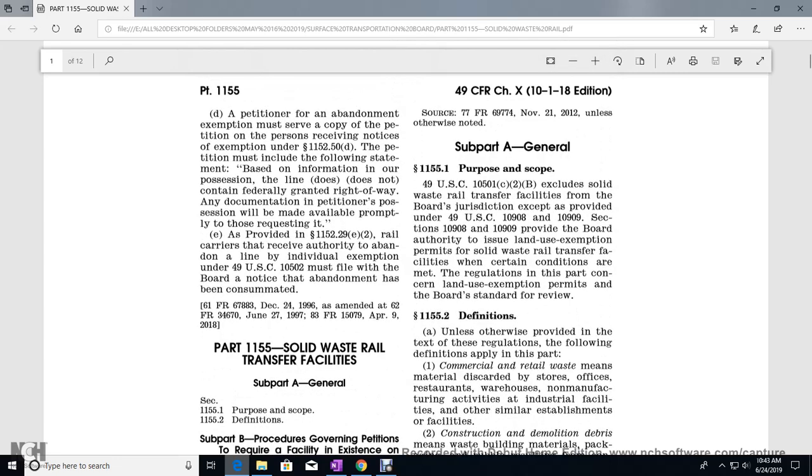So let's read. Subpart A, General. 1155.1, purpose and scope. Title 49 U.S. Code 10501(c)(2)(B) excludes solid waste rail transfer facilities from Board jurisdiction except as provided in Title 49 U.S. Code 1098 and 1099. Sections 1098 and 1099 provide for the Board's authority to issue land use exemption permits for solid waste rail transfer facilities when certain conditions are met. Regulations for this part cover land use exemption permits for the Board's review.